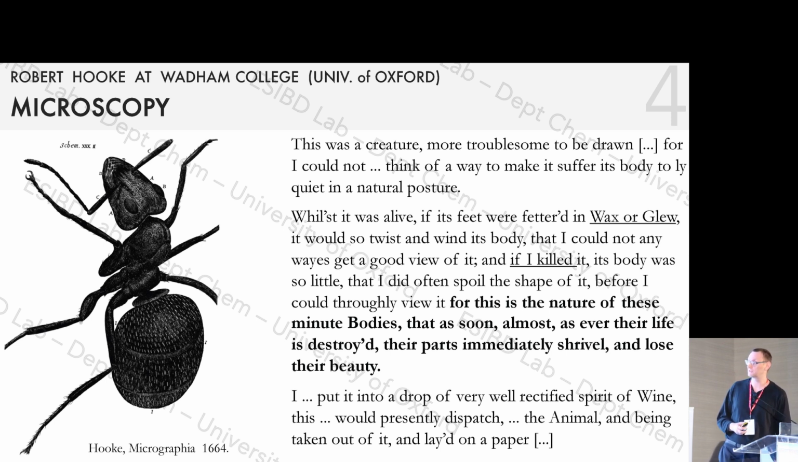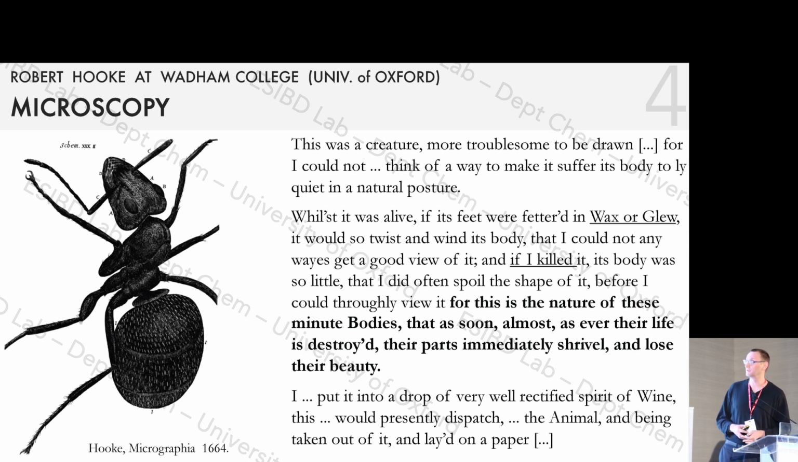So in the chapter about imaging an ant, you find that Hooke was quite displeased with his progress when he was not able to make it suffer its body to lie quiet in a natural pose. So he struggled with sample preparation as well. And so it would not be destroyed, he could not use wax or glue. And in the end, as so often, alcohol came to the rescue. So rectified spirit of wine did the trick. It would have probably killed the ant, but without destroying it. And he could image a sample and draw this beautiful picture.